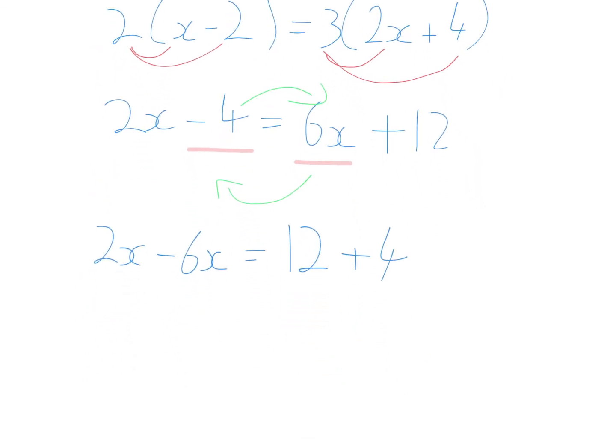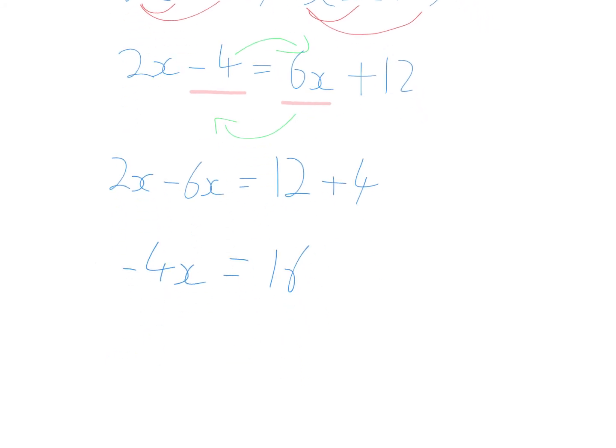Now we just simplify each side. So 2x take away 6x gives us minus 4x. When we're adding and subtracting, if the signs are different, then we find the difference between them. So the difference between 2 and 6 is 4. And then because the signs are different, we keep the sign of the bigger number. So we're going to keep that minus sign there. On the right hand side, 12 plus 4 is 16.